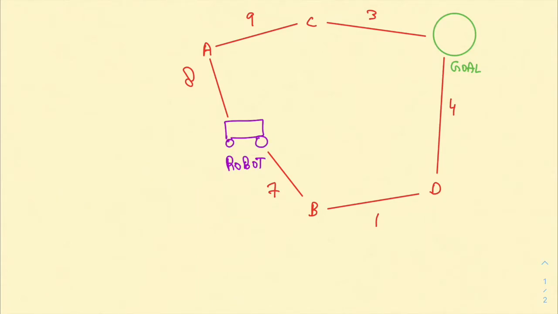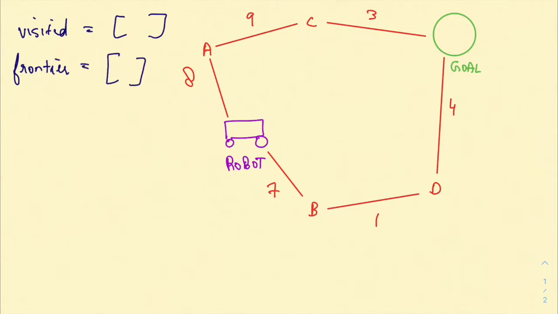So let's assume you have two Python lists. One is called visited and one is called frontier. Right. Now let me explain the propagation, how the robot will decide its next node to visit.